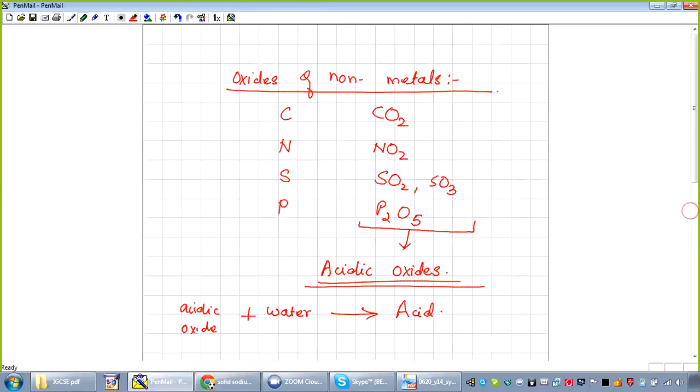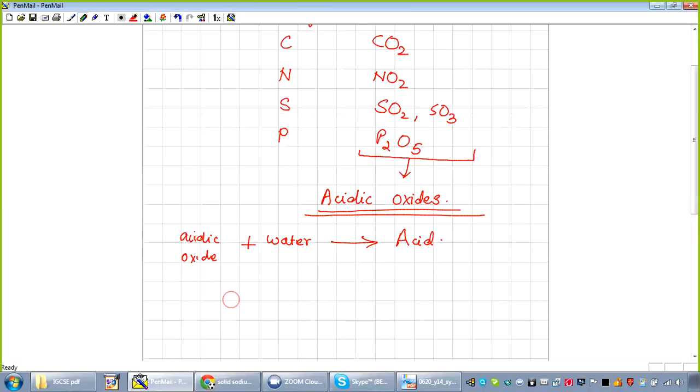Now, let's take all of these examples. The first example of an acidic oxide that we have considered is carbon dioxide. It combines with water.